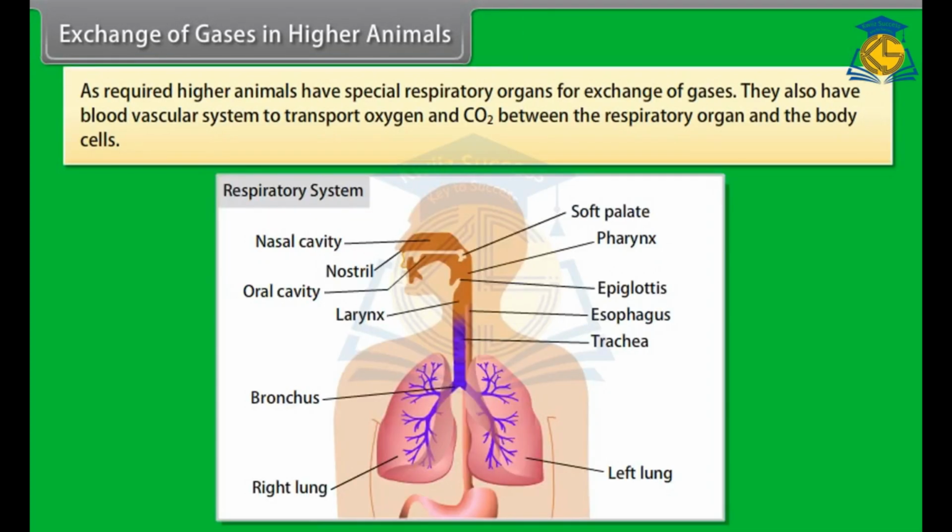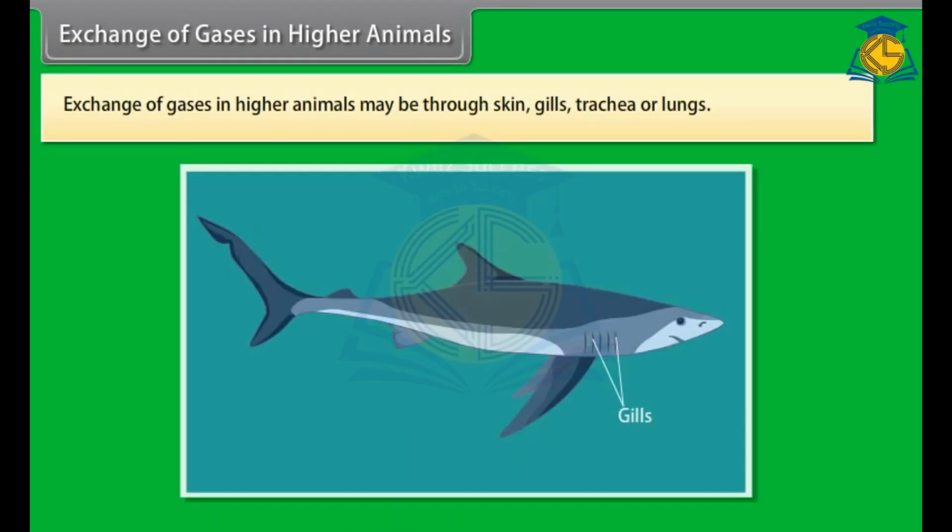As required, higher animals have special respiratory organs for exchange of gases. They also have a blood vascular system to transport oxygen and CO2 between the respiratory organ and the body cells. Exchange of gases in higher animals may be through skin, gills, trachea, or lungs.